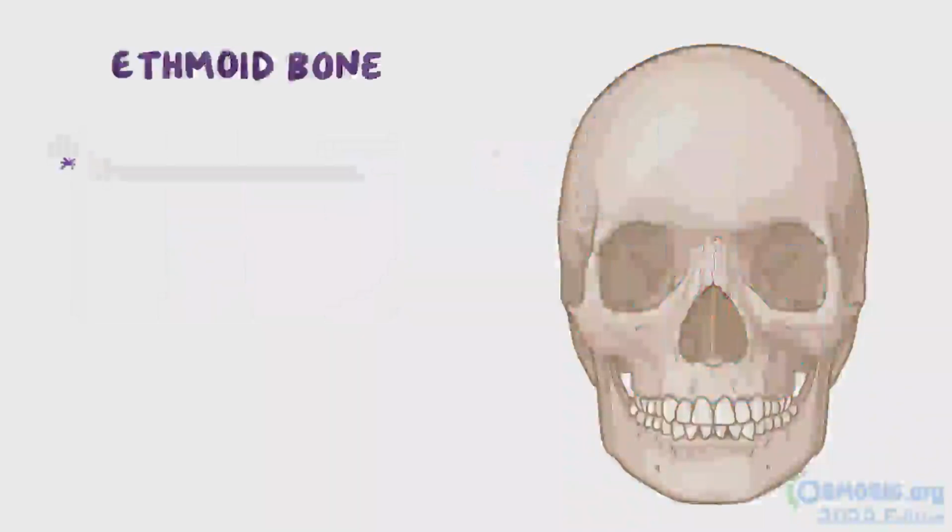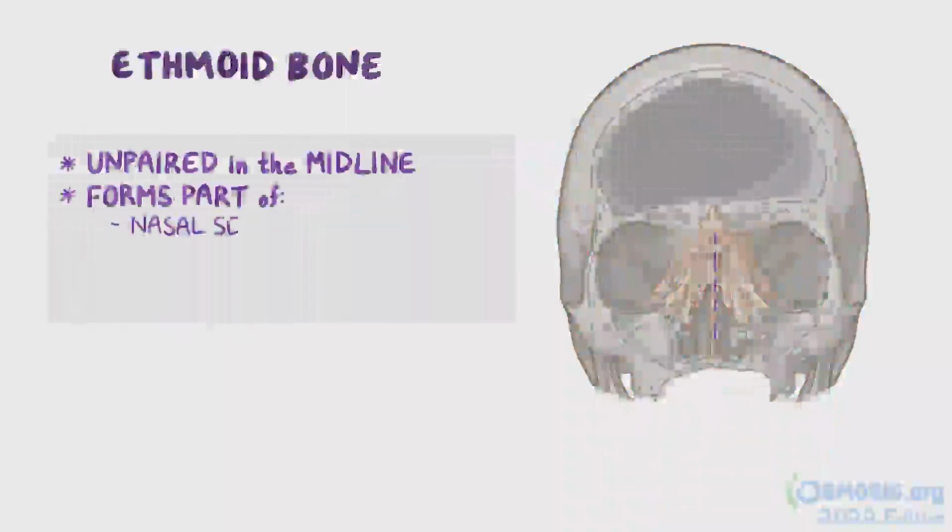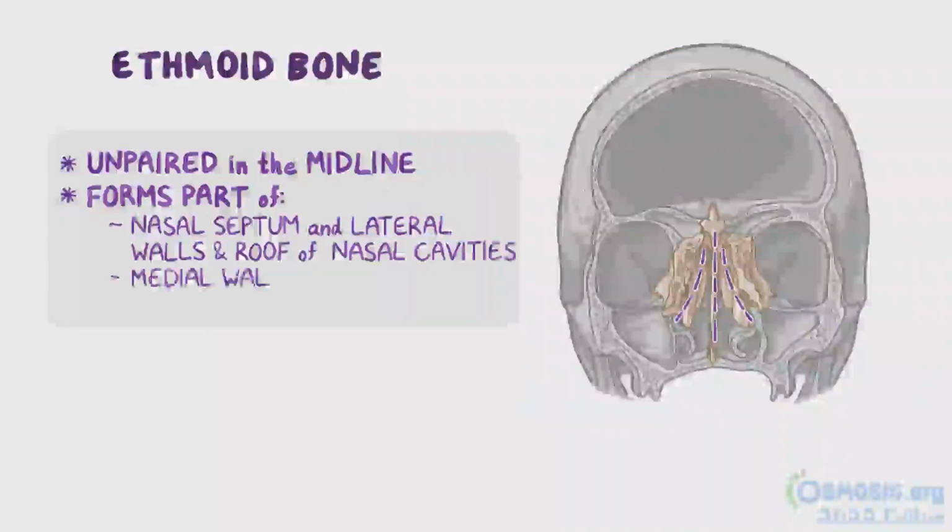The ethmoid bone is unpaired and found in the midline. It forms part of the nasal septum, the lateral walls and roof of the nasal cavities, the medial wall of the orbits, and the anterior cranial fossa.